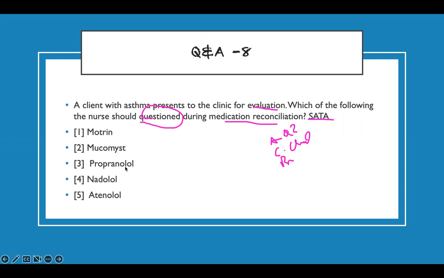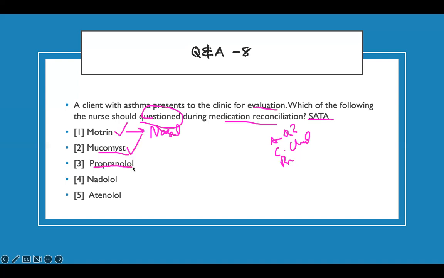I know that asthma patients should not have Motrin. Yes, so I should question this. If they have Motrin, they get nasal polyps, and that causes exacerbation, so no Motrin. So I should question this. Mucomyst is used to break down mucus. Asthma people don't make mucus. Therefore, you should avoid this in them. Okay, so I should question this.